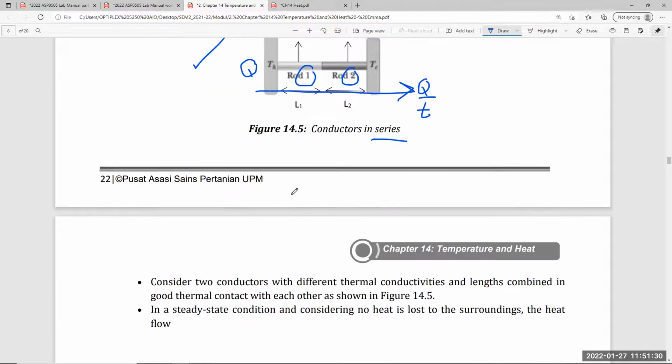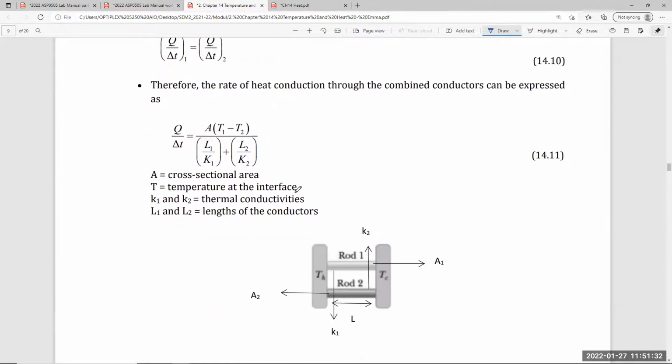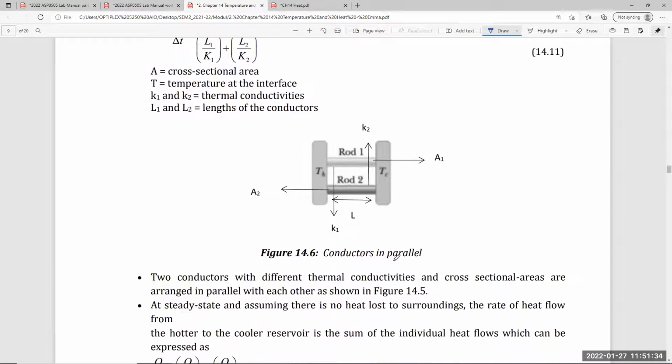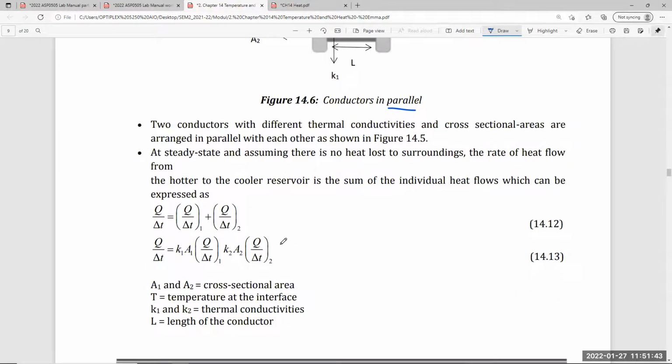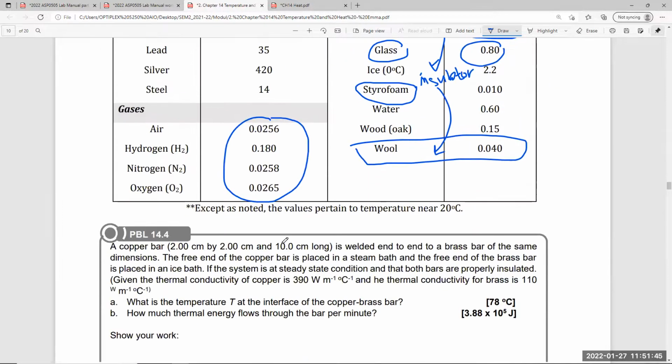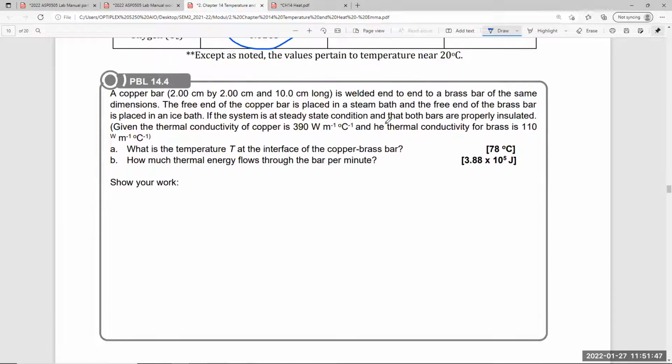Anyway, we see the PBL first, and we also have such a case in parallel, but this is another type. One we call series, one we call parallel. We will see these two together after this. Okay, let me go through your PBL, something like this.